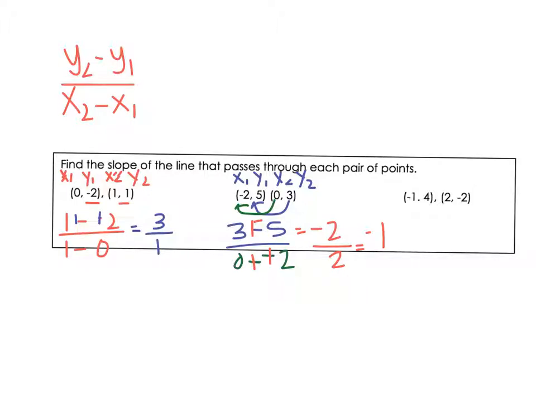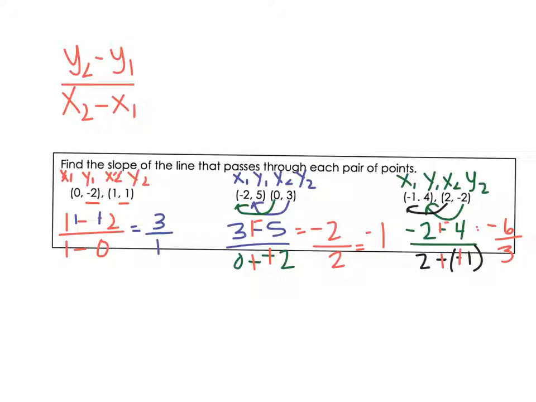And then I'll do the third one. First I'll label the first x, the first y, second x, second y, and then I'll subtract second y minus first y, negative 2 minus 4, and then on the bottom, second x minus the first x, so 2 minus negative 1, and then I'll change the sign of the one behind. Negative 2 plus negative 4 is negative 6. 2 minus negative 1 is 3. So then I get negative 2, or it simplifies to negative 2 or negative 2 over 1.